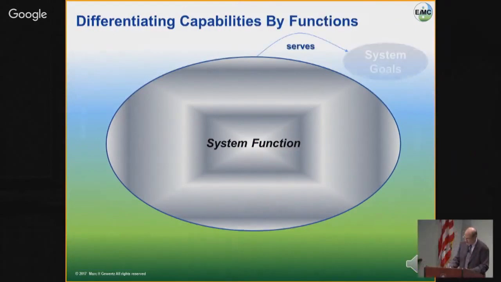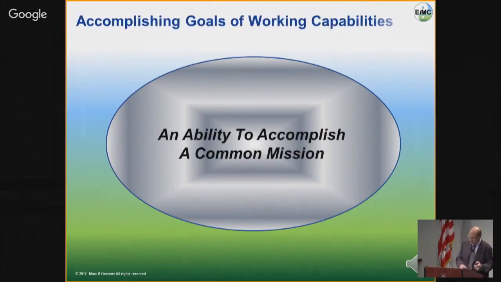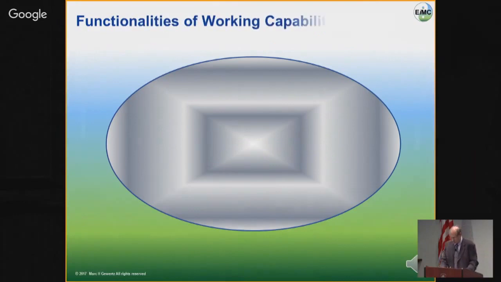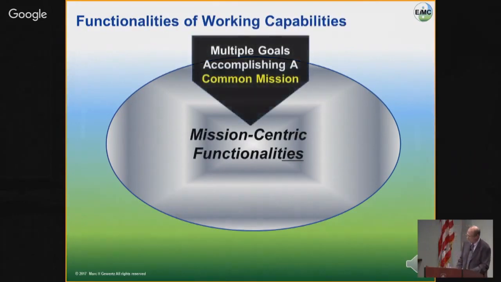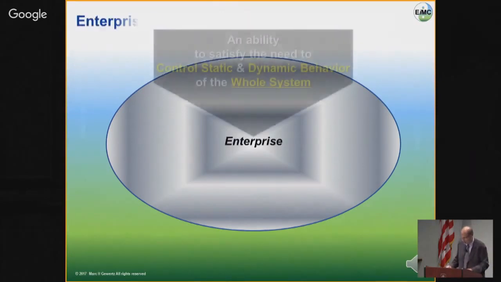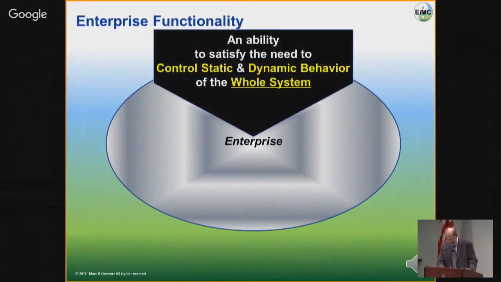Because systems can be differentiated by their structure, function, and the purpose they serve. Working capabilities can be differentiated by the multiple goals it takes to accomplish their common mission and the mission-centric functionalities they provide. As motivation turns into actions to implement the idea for an offering, a basic and fundamental enterprise functionality forms, an ability to exist, act, and behave as an enterprise.